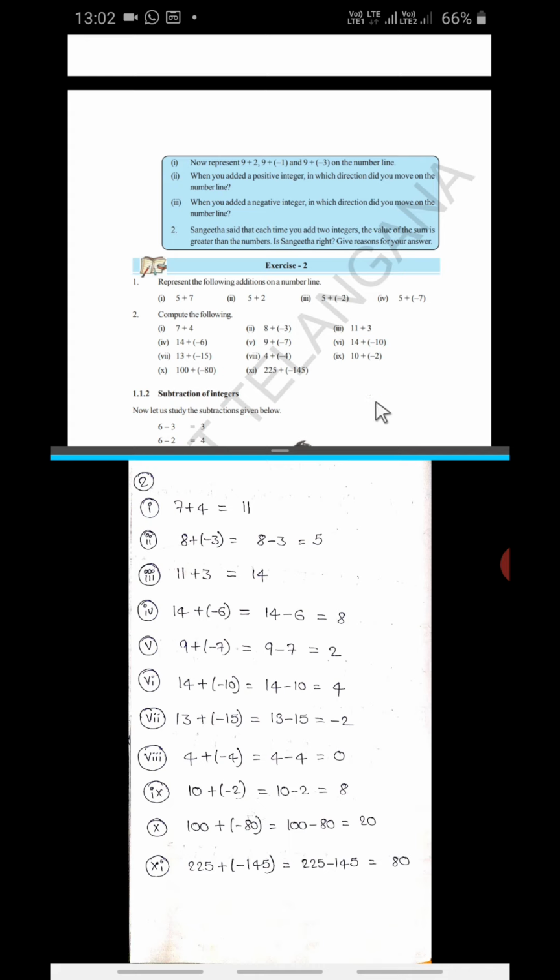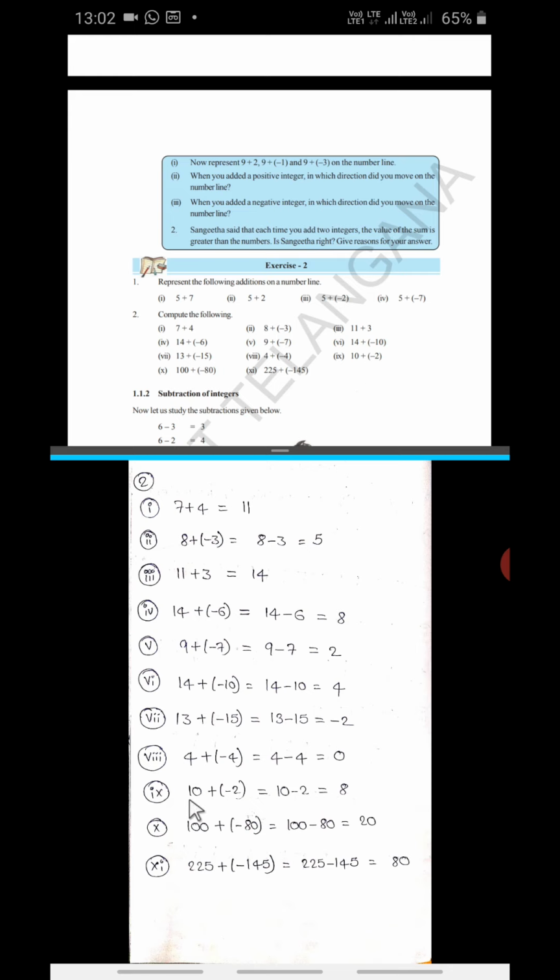14 plus of minus 10. 14 plus of minus 10 means 14 minus 10. 4. 13 plus of minus 15. 13 plus of minus 15 means 13 minus 15. Minus 2. 4 plus of minus 4. 4 plus of minus 4 means what? 4 minus 4. 0. Next one.